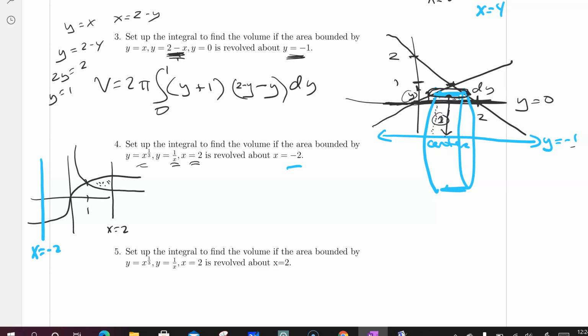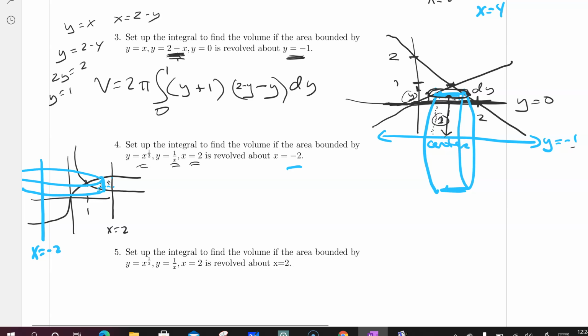Okay, so let's think about how we want to build the rectangles. Do I want to build them perpendicular? I don't think so, because we'd have two different bottom functions. So I think we're going to draw them parallel. So I'm going to run out of room here, but it comes over there and here. Okay, so this is center.